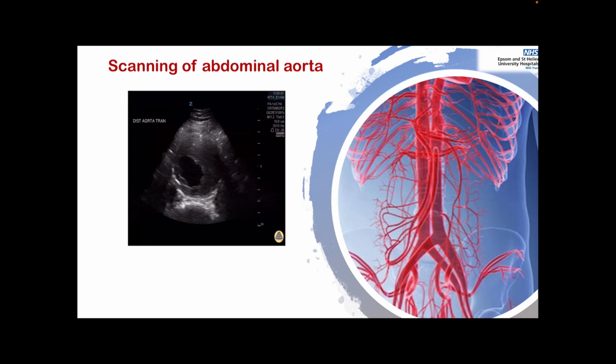Right. And here we can see that this is all aortic aneurysm. And you can see this is the lumen of the abdominal aorta. So I'm going to take the dimensions from here down to here. Okay, so here you can see this one as well.